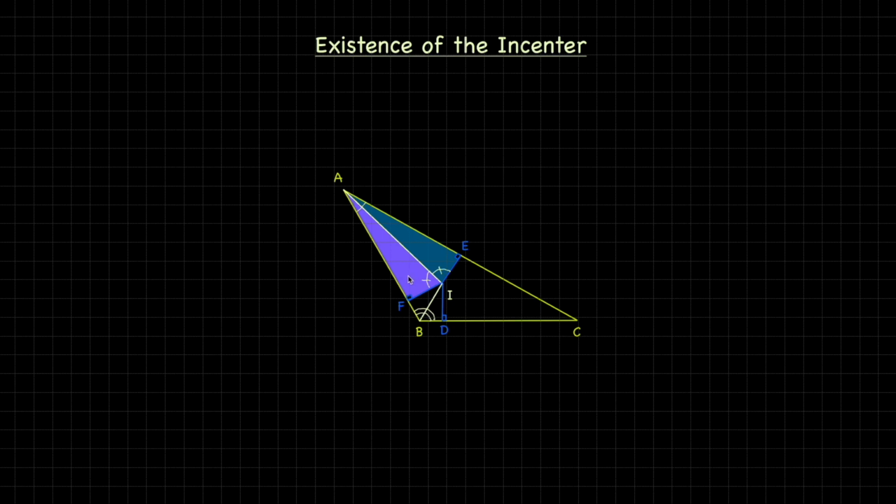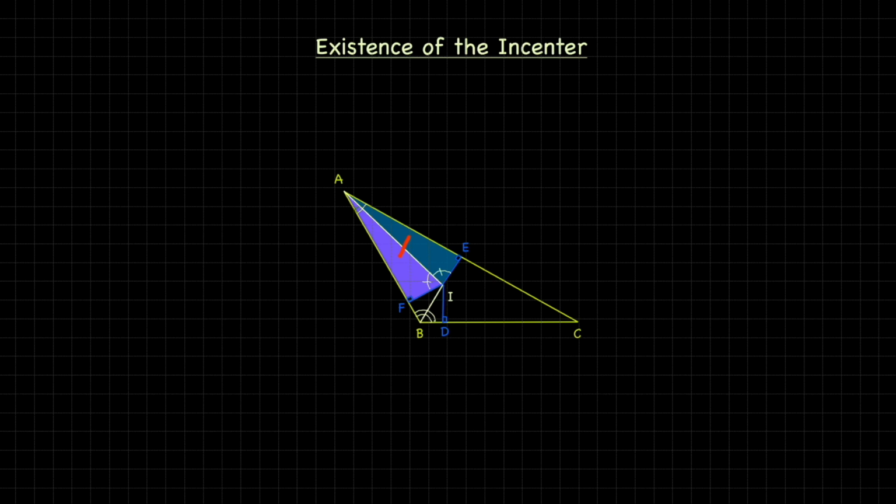Now if we look at this side here, AI, it's a shared side, which means we have a case where there's an angle, side and angle which is identical between the two triangles. In other words, the triangles satisfy the ASA condition and the triangles are congruent. Since the triangles are congruent, these two lengths are identical. We can call them both D.